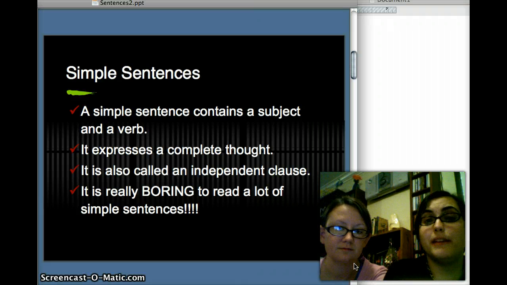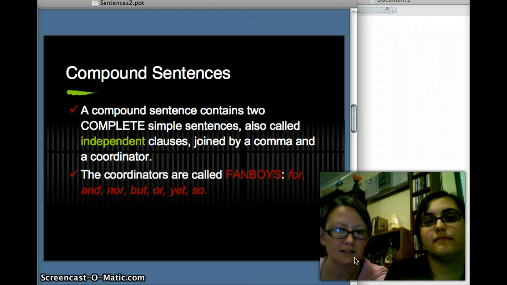It's important to know the basic sentence. Just like in math, you have to know how to add and subtract before you multiply and divide. So if you know the simple sentence, you can do things like write compound and complex sentences later. Alright, let's take a look.